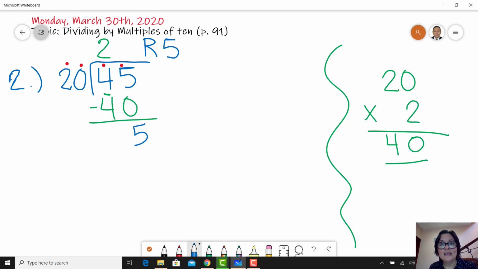Do you understand, guys? If not, play again the video with this exercise for you to understand the explanation. But don't worry, we are going to do number 3 together so you can do it. Remember to pause the video for you to copy the process in your notebooks, and please write the answers in your books, okay?